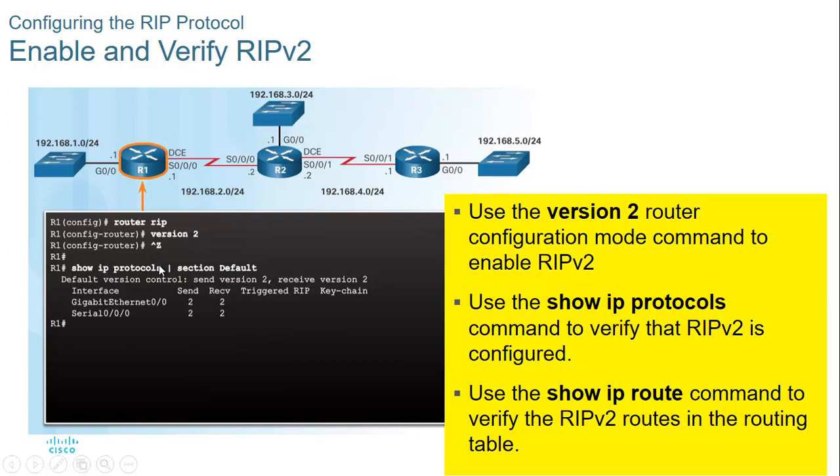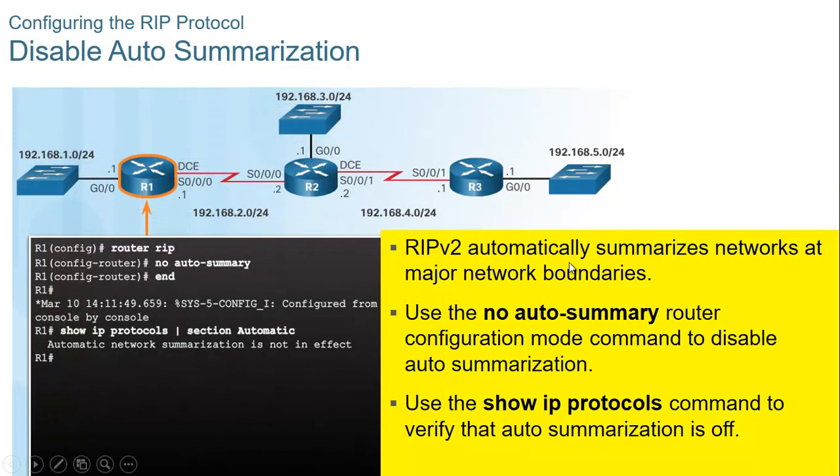And you would see in show IP protocols how it has changed. It is now send version 2, receive version 2. Now version 2 cannot receive version 1. Only receive version 2. So make sure that all the routers here use version 2 as well. And go through the same thing, show IP protocols, show IP route, to check how things are different.